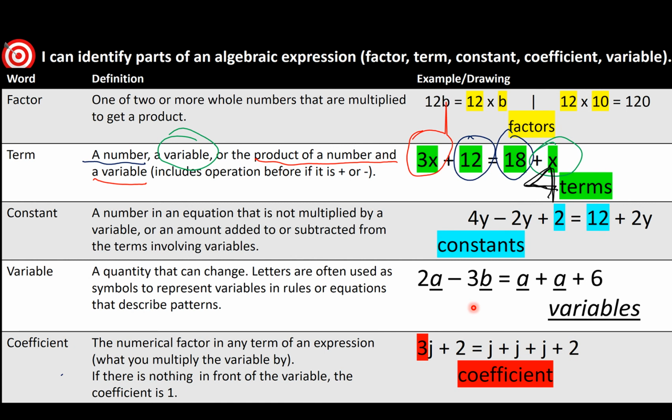And our last term today is coefficient. A coefficient is the numerical factor in any term of an expression. So it's what you multiply a variable by. If there is nothing in front of the variable, the coefficient is 1. So in this case, we have 3 highlighted as our coefficient plus 2. But there is an invisible coefficient here. I know, invisible math, crazy talk, right? It's kind of cool though.